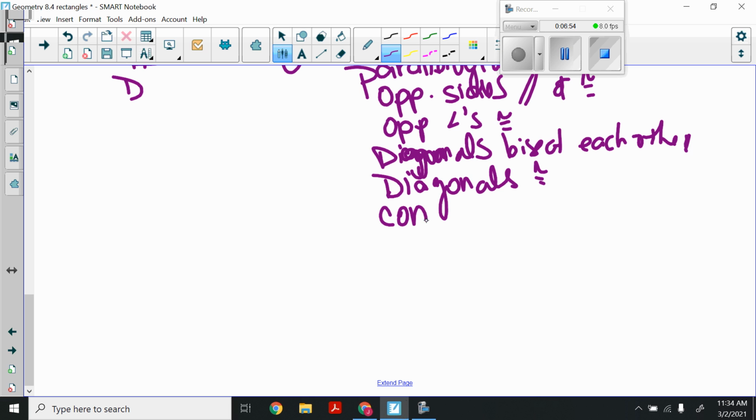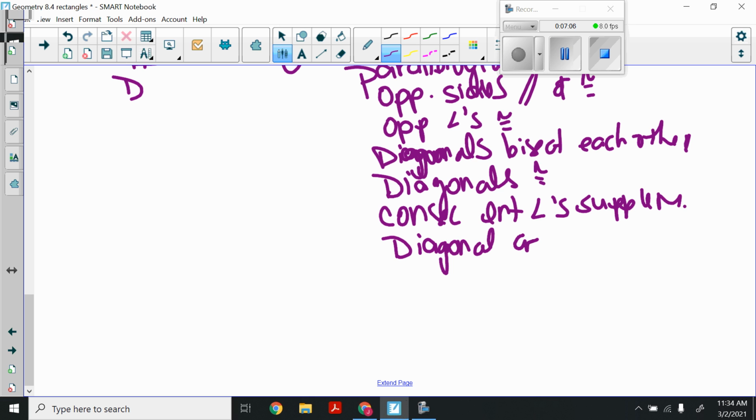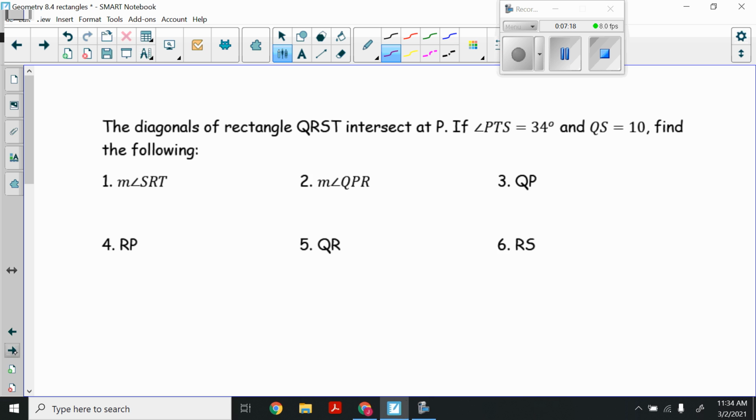I know that I have consecutive interior angles supplementary. And I know that my diagonal creates 2 congruent triangles. Everything I know about a rectangle. It's our last page. It tells me the diagonals of rectangle QRST intersect at P. If angle PTS is 34 degrees and QS equals 10, find the following.